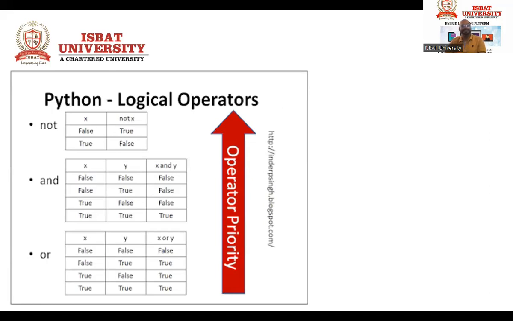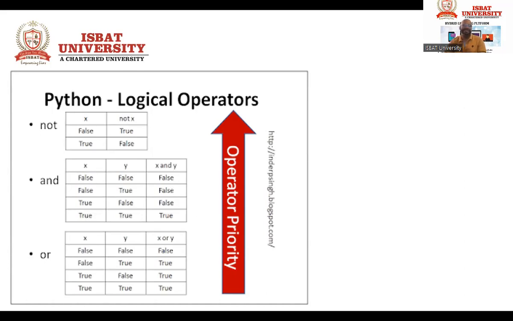And if you are using AND, you are taking two Boolean values, X and Y. If both values are false, when we use the AND operator, it gives a false outcome. If one value is false and one value is true, again, it gives a false outcome. If one value is true and the other is false, it also produces a false. But if both values are true, it produces a true value. So this is a chart that gives you a better understanding of the operators.